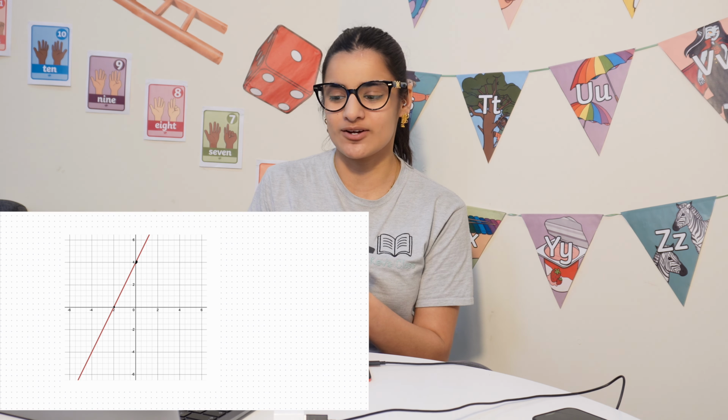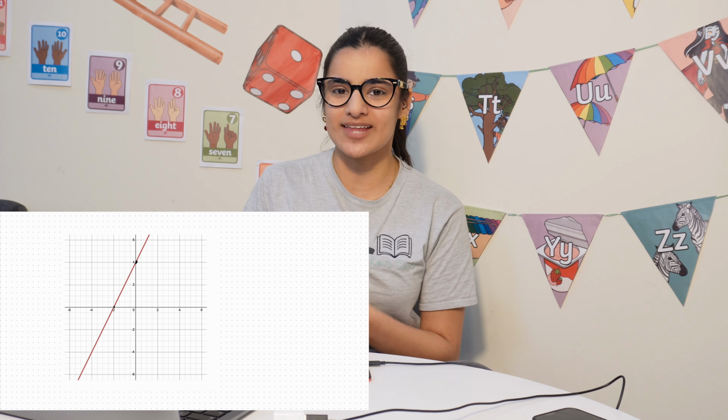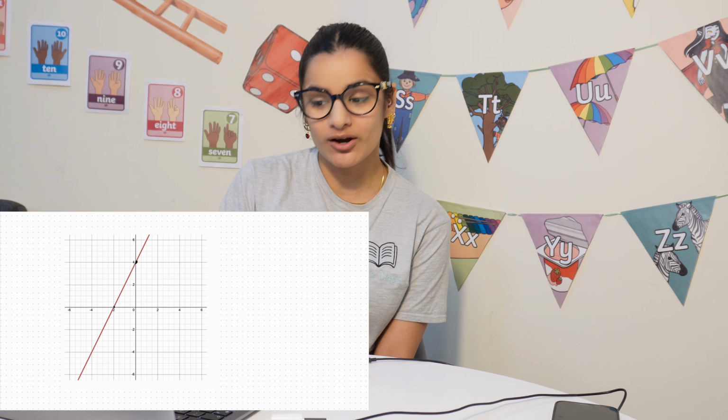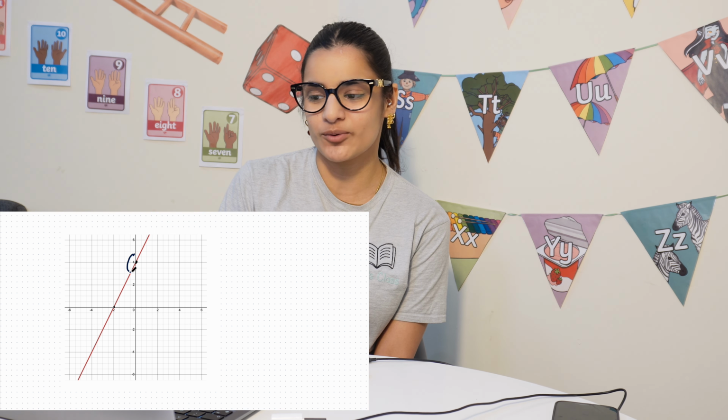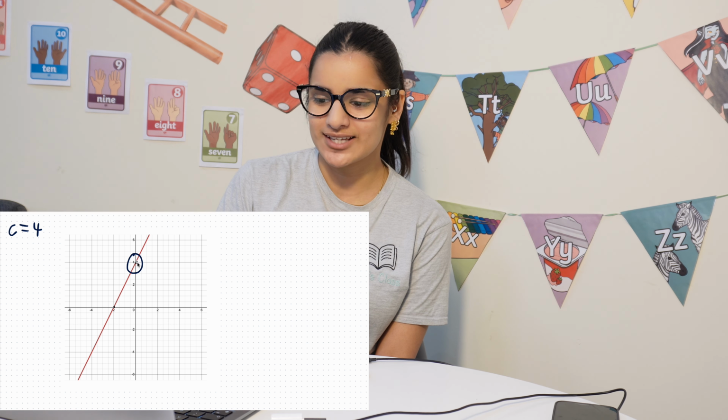All right, now it's your turn. I want you to use your knowledge of the y-intercept and the gradient to find the equation of the straight line of this graph. Go ahead and pause the video and give it a go, and then we'll work on it together. So the first thing I'm going to do is look for my y-intercept, which is along our y-axis, and I know it's 4. So c equals 4.